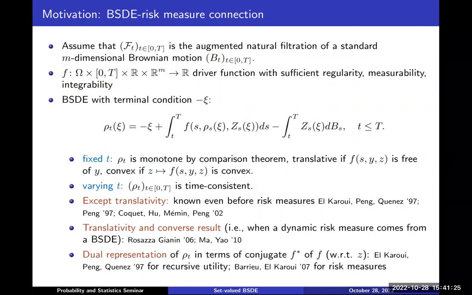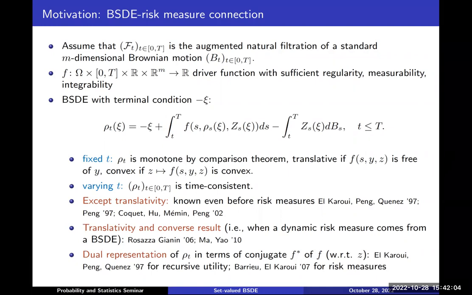Time consistency is very natural because of the flow property of the solution. And indeed, these kinds of properties for BSDEs, solutions of BSDEs, were quite well known to BSDE people even before risk measures were studied in 2000 and later. For instance, if you look at this 1997 paper on BSDEs, and also another paper by Tang from 97, you already see all those properties except transitivity, which was the new feature of risk measures.